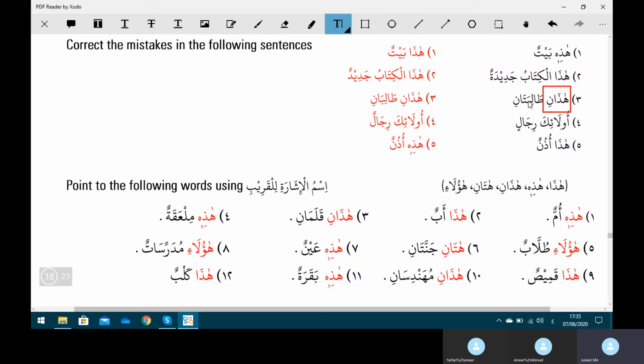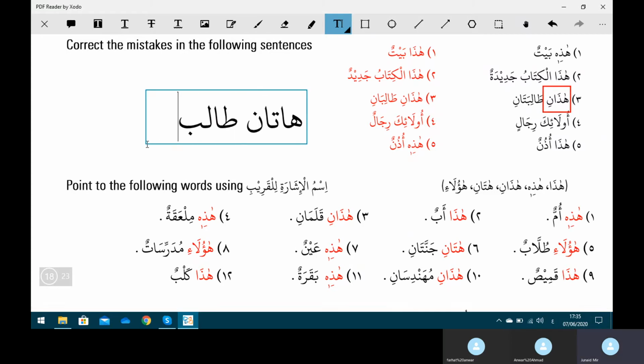You could have changed the first part and said hatani talibatani. You could have said that, or you could have done this. Well, I've done that, which is talibani instead of talibatani.